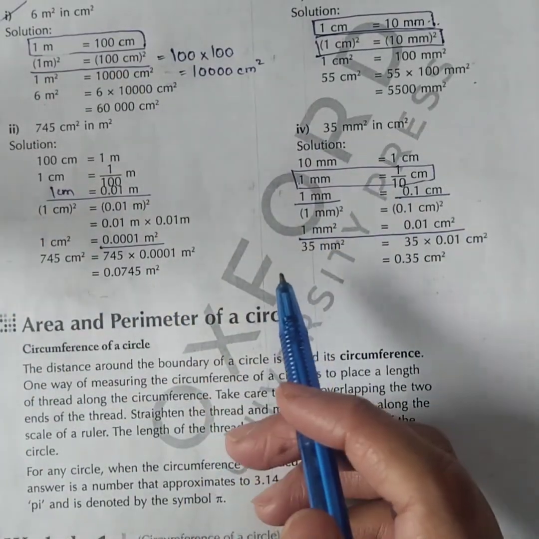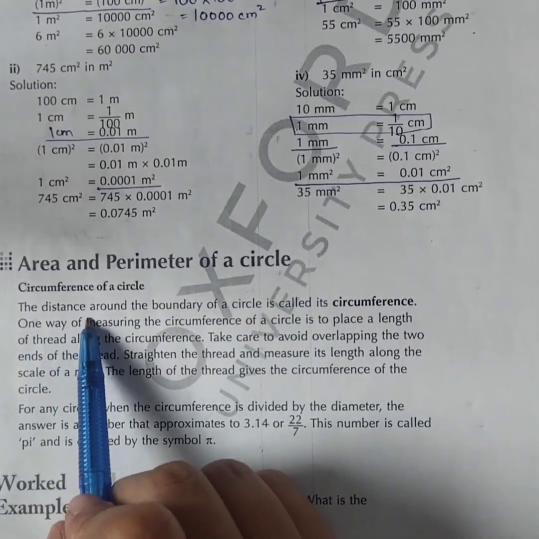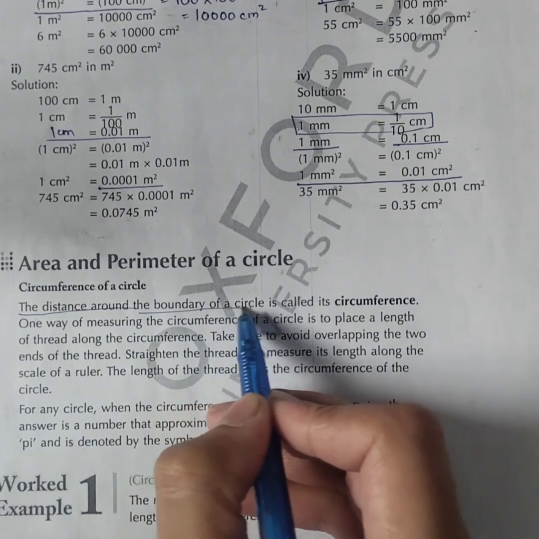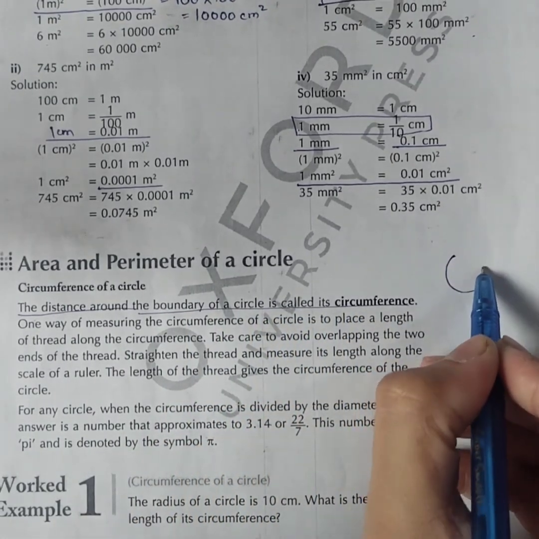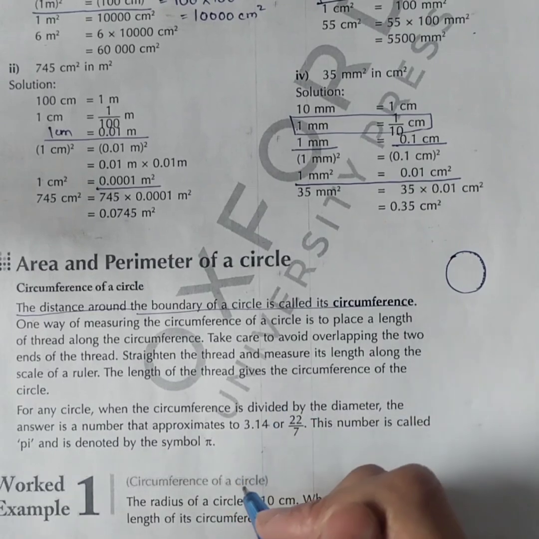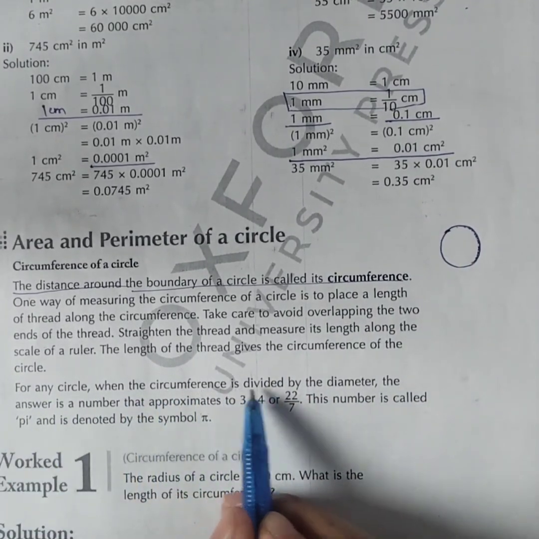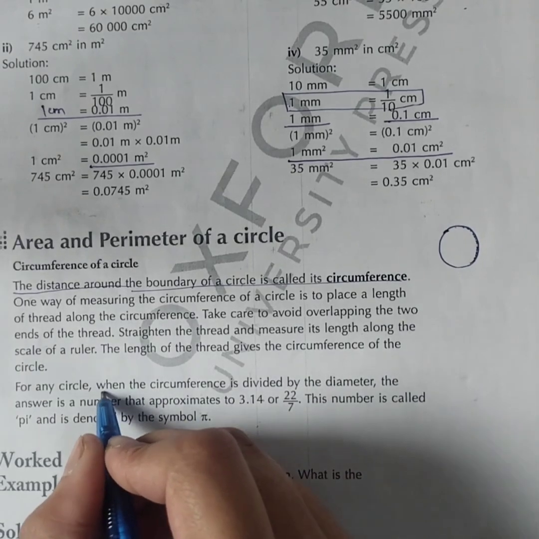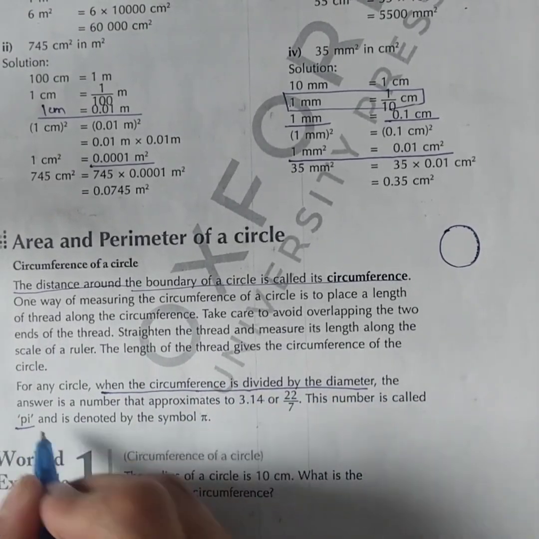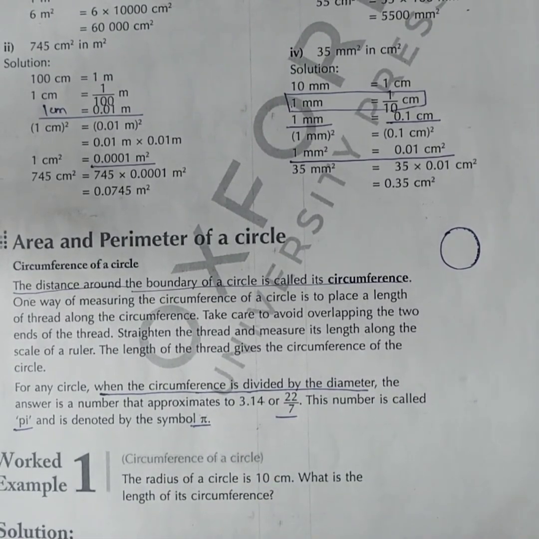Now come to the next, which is area and perimeter of a circle. The distance around the boundary of a circle is called circumference. This is the boundary of the circle, and you call it circumference. Next, for any circle, when the circumference is divided by the diameter, you get a number which is called pi. This is the simple definition, or introduction, of the pi value.